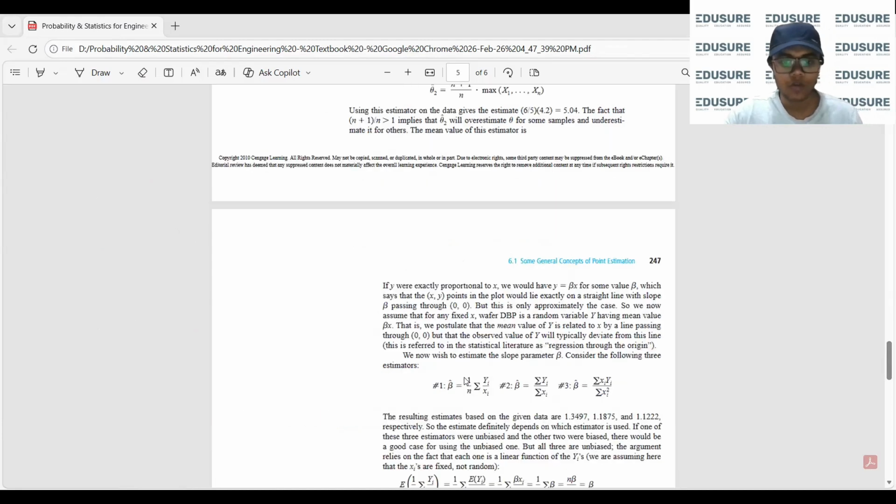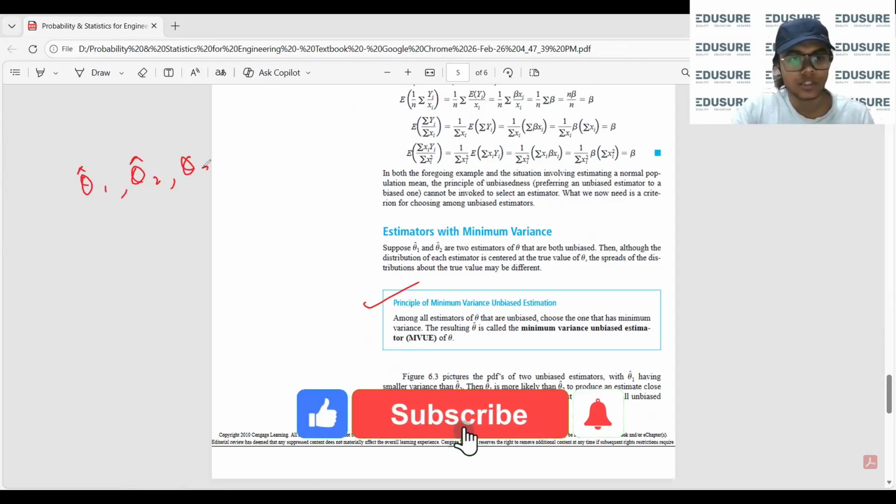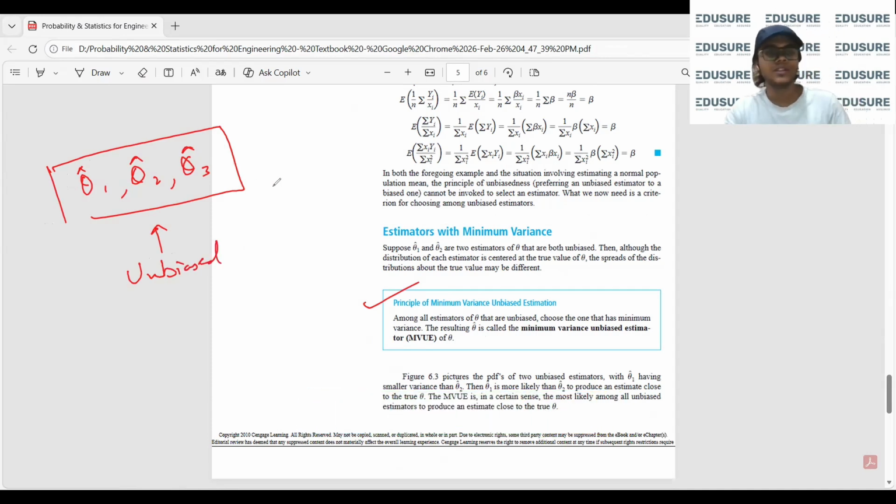Now, another property that is extremely important is estimators with minimum variance. Among all estimators of theta that are unbiased, choose the one that has minimum variance. The resulting theta hat is called the minimum variance unbiased estimator of theta. So if there is a pool of estimators, let's say theta 1 hat, theta 2 hat, theta 3 hat, all of these unbiased in nature, with all of them we are trying to estimate one single parameter value theta. Which one of them will we choose? We should choose the estimator which has the minimum variance of them all.